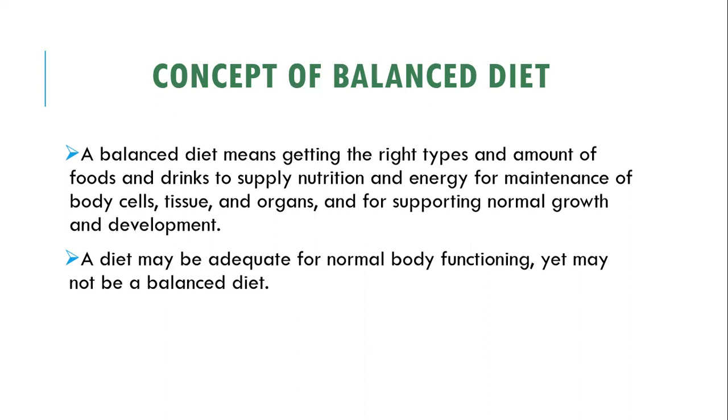Now, a diet may be adequate for normal body functioning, but yet it may not be a balanced diet. A person may be obtaining various nutrients from various foods in various diets, but it may not be a balanced diet. Balanced means that there is a need for the correct proportion of the various nutrients that are supposed to be obtained to maintain proper body growth and maintenance.